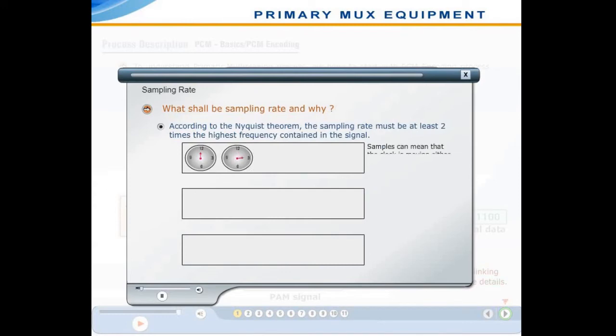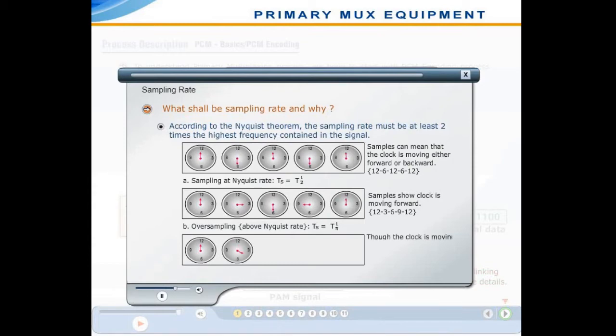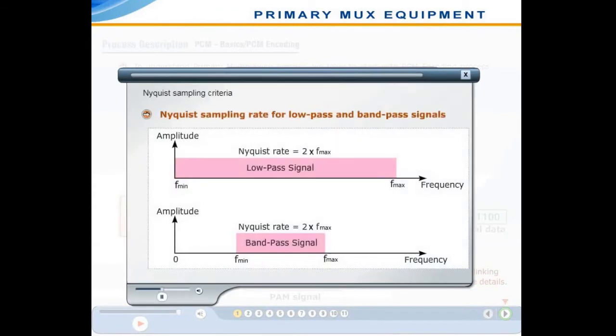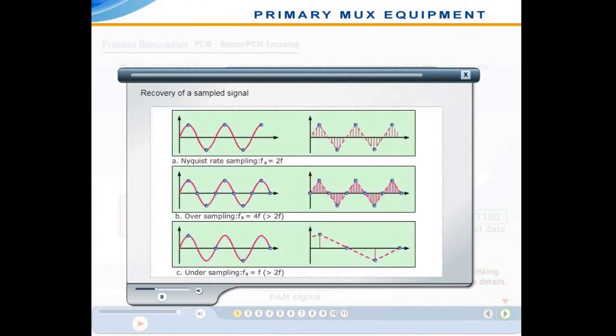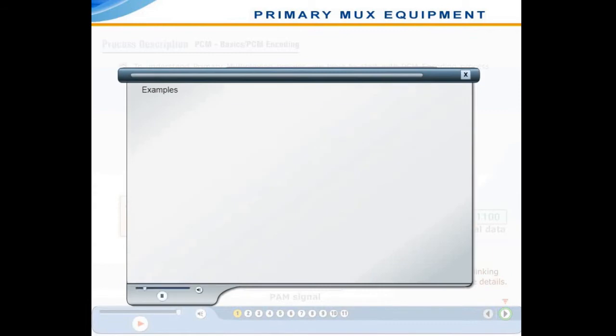Sampling rate. What shall be the sampling rate and why? According to Nyquist's theorem, the sampling rate must be at least twice the highest frequency contained in the signal. The Nyquist sampling criteria is shown on the screen. Recovery of a sample signal is shown on the screen. Let us see some examples.